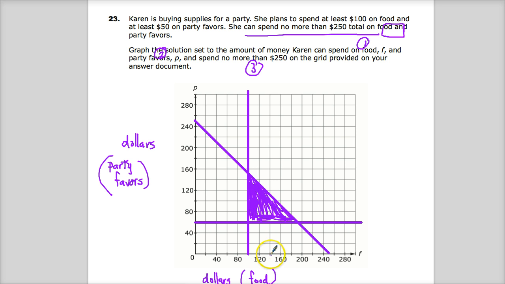She could spend $130 on food and $80 on party favors and still meet her requirements. As little as this, as much as this, and maximize all within that little zone of answers. That's it.